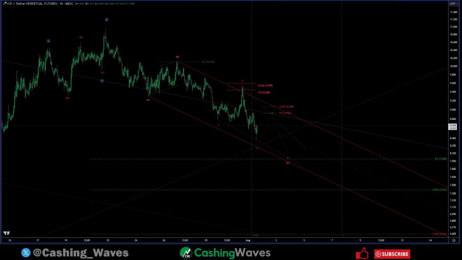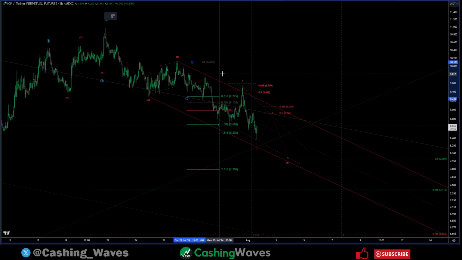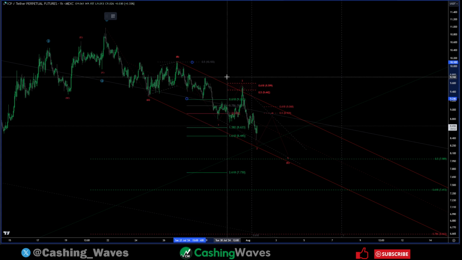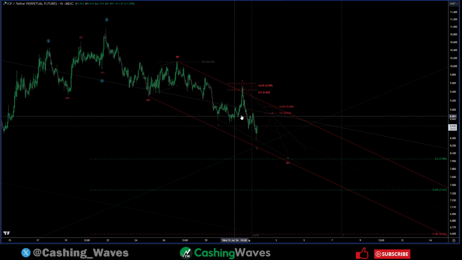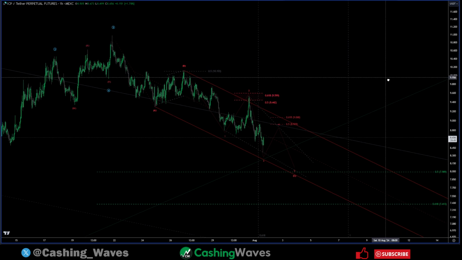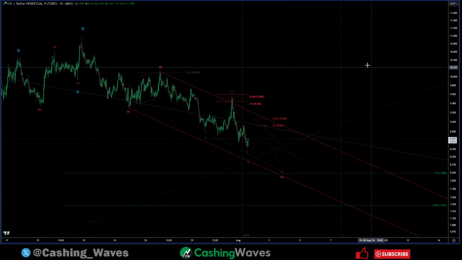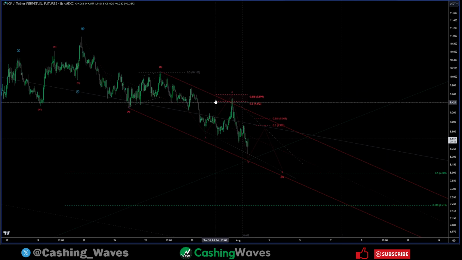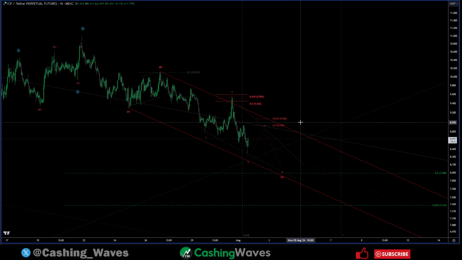The issue is the extensions. We did not get the 1.618 extension. We just got just over 100%. So even though it is valid, it doesn't follow our guidelines ideally. So when we're not following guidelines ideally, I have to consider other options.